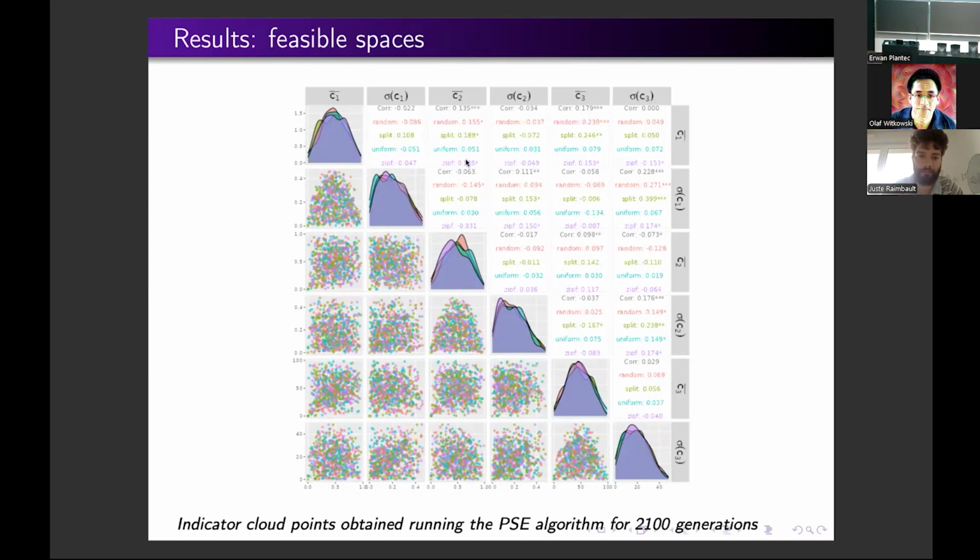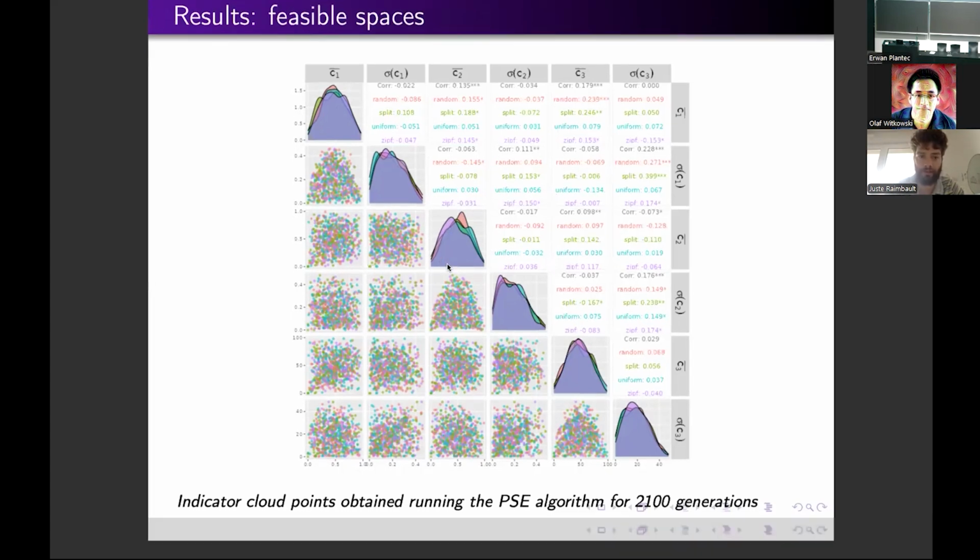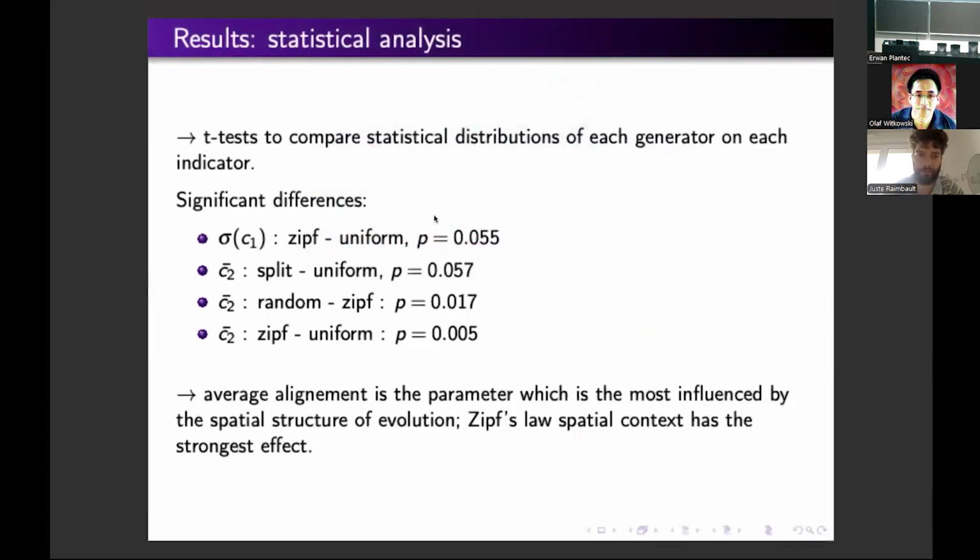But what is most interesting is whether we have a difference between the different types of generators, in terms of correlations but also in terms of distributions. Here, for some they look totally superposed, but for others you have slight differences. On this plot alone we cannot say anything, so we checked statistically whether we had differences, and we did a t-test to compare each statistical distribution for each generator on each indicator.